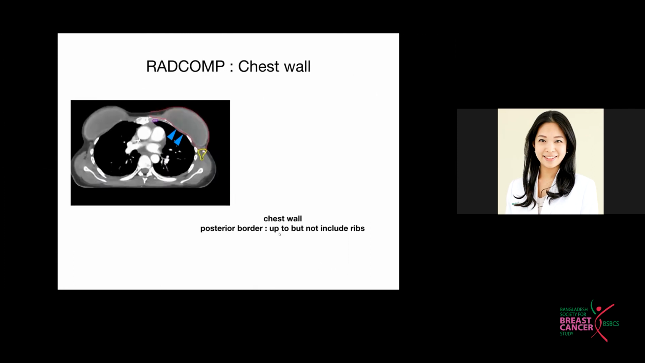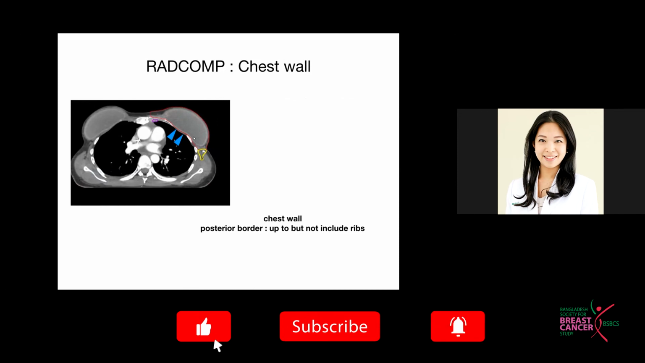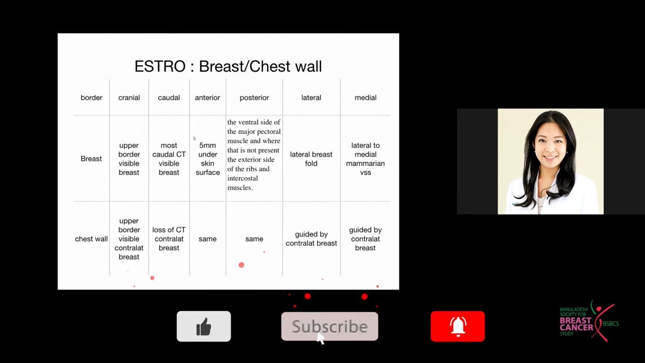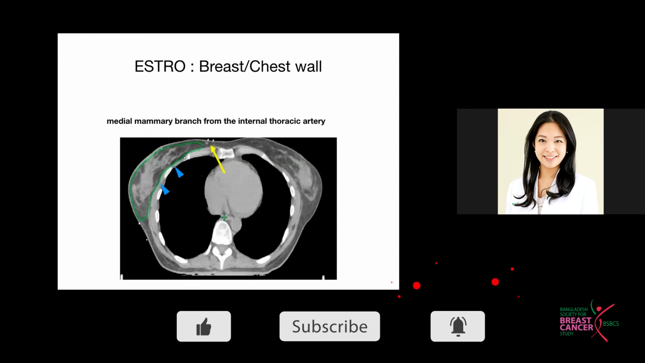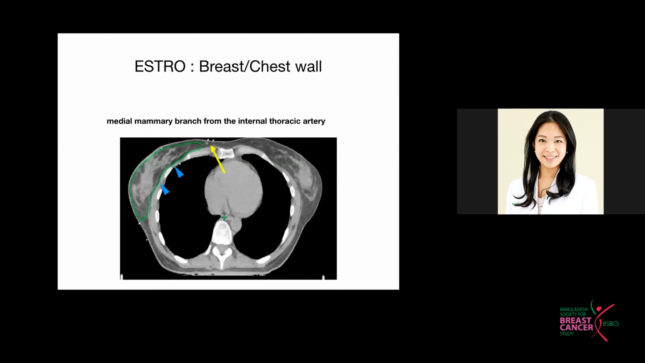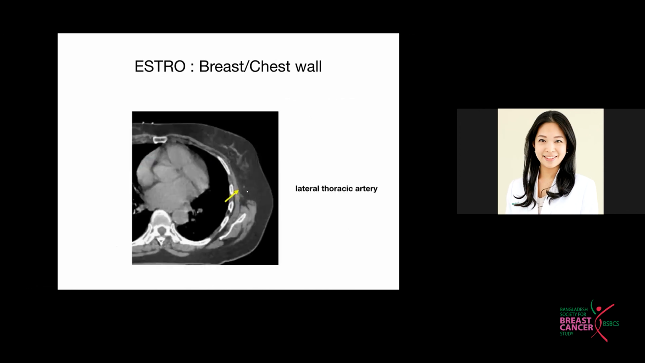For RADCOMP, it is for locally advanced disease as well, so it doesn't include ribs, but includes chest wall muscles. ASTRO is for early breast cancer, so it doesn't include ribs and intercostal muscle. And the medial border is at the medial mammary branch from the internal thoracic artery. For the lateral border of the breast, they use the lateral thoracic artery, which is over here.